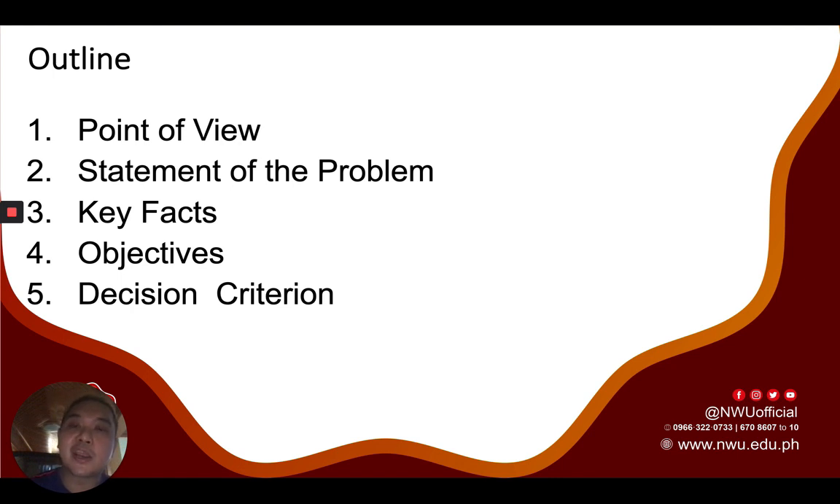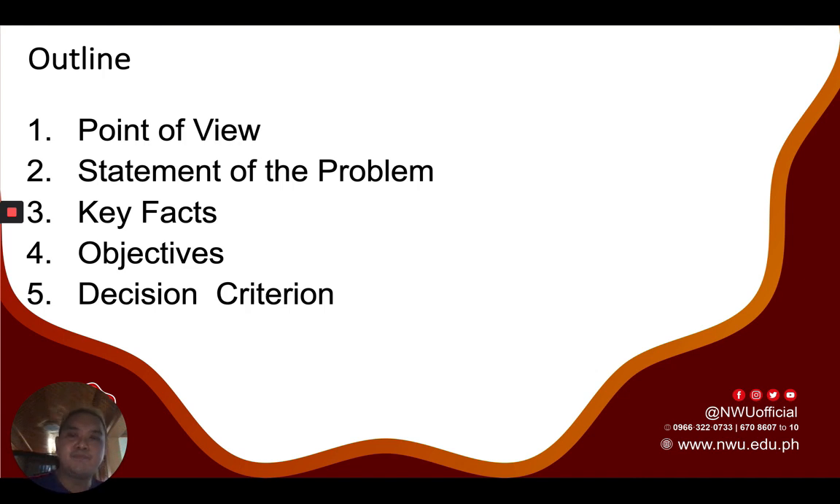As I've said earlier, if there is no important key facts or there is no important information, you can assume, as long as it is within the whole case study. You can assume. Okay? But mas maganda kapag nandun sa case yung sinasabi mo sa key facts.